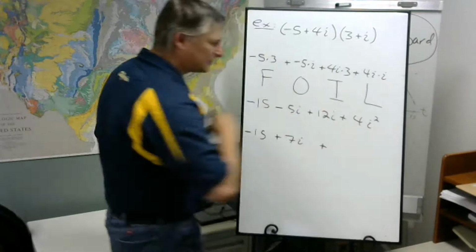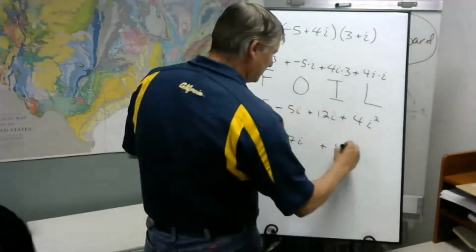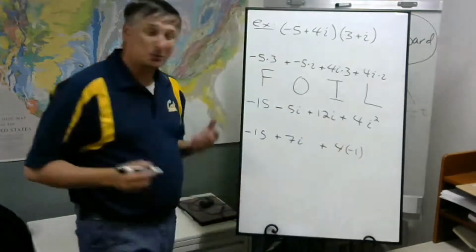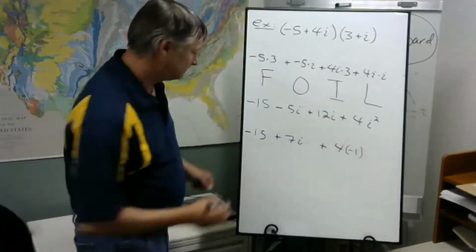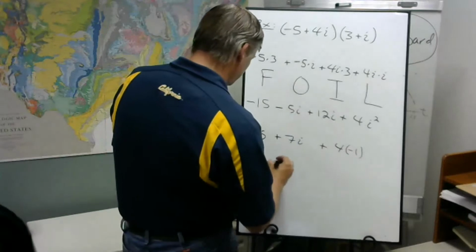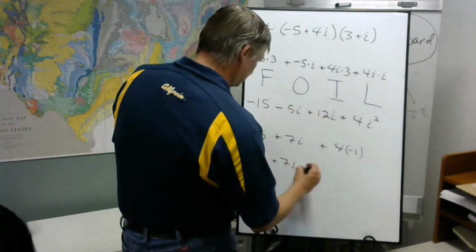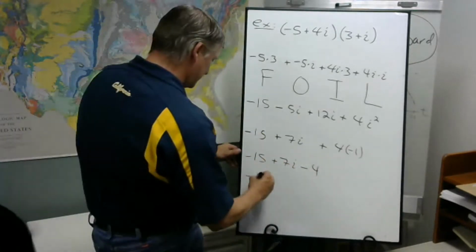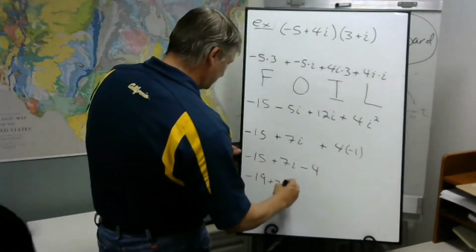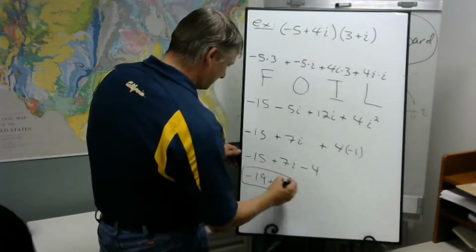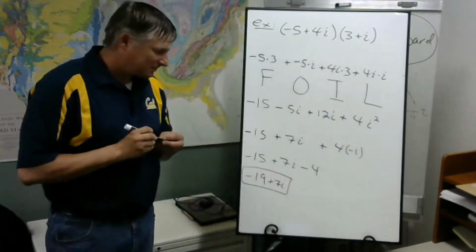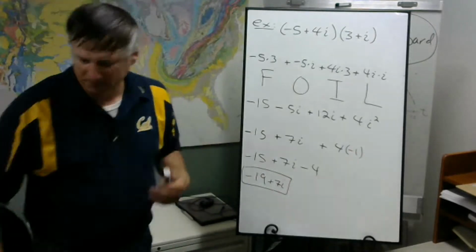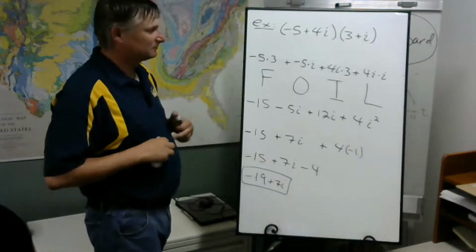But then this plus 4i squared, remember, i squared is negative 1. So that means that's really 4 times negative 1. And then combine these like terms, negative 19 plus 7i. So that's the main idea with multiplying complex numbers. I'll do one more.